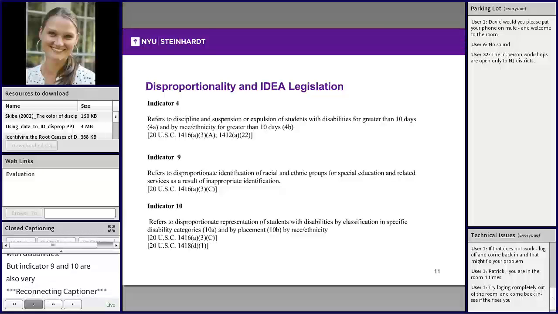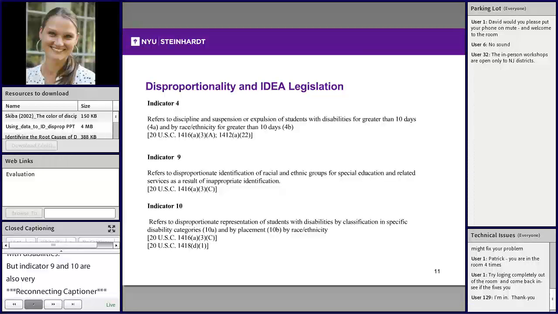And oftentimes when you have conversations about disproportionality on classification and placement, you see that there are disparities on the more subjective, as they're called, or high incidence disability categories, like emotionally disturbed, speech and language impairment, learning disabled.